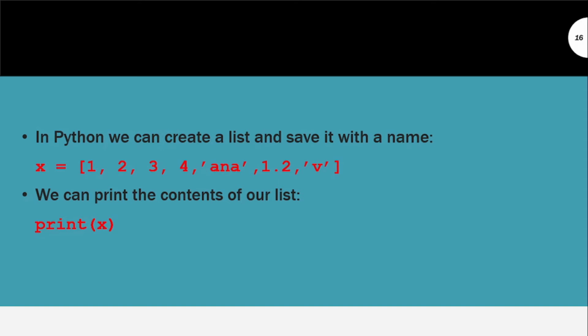Next, in Python, we can create a list and save it with a name. So, for example, x is equal to 1, 2, 3, Anna, 1.2, and v. And we can print the contents. If we want to print all of the contents of our Python list, all we have to do is to use the keyword print and then enclose in a parenthesis yung pangalan ng ating variable, and it will show all of the Python list that we have.